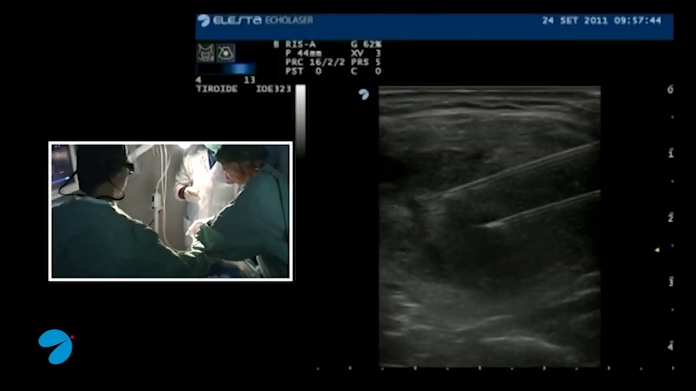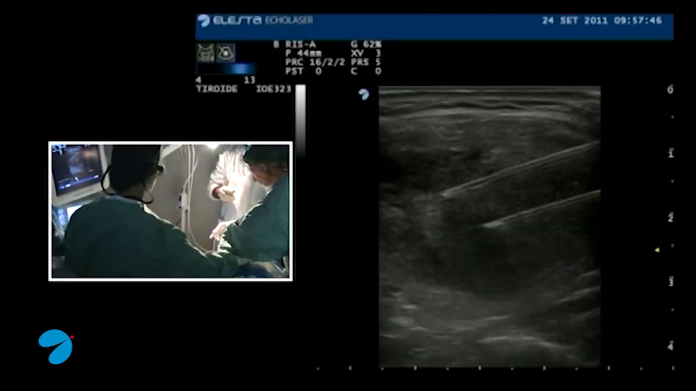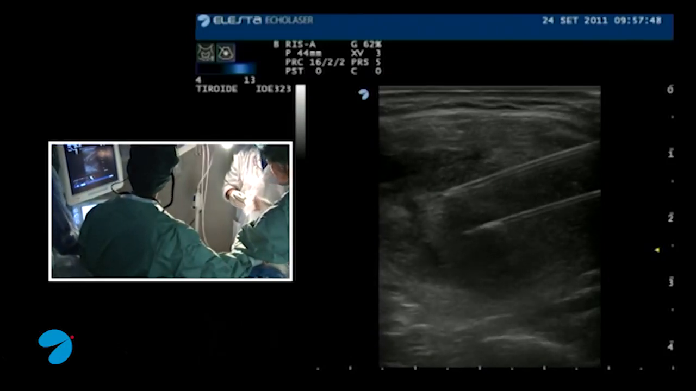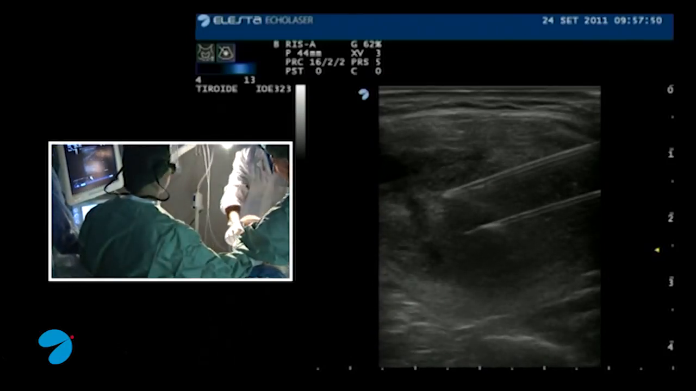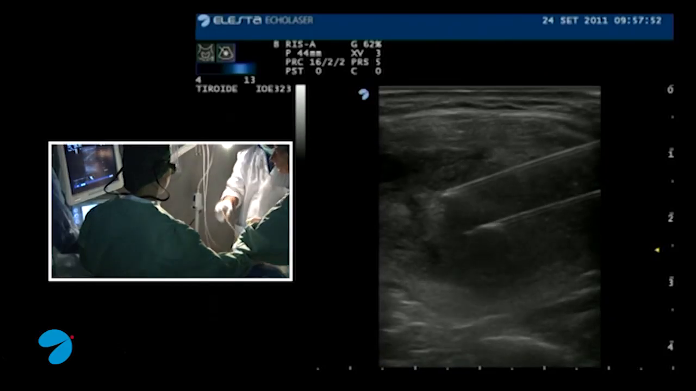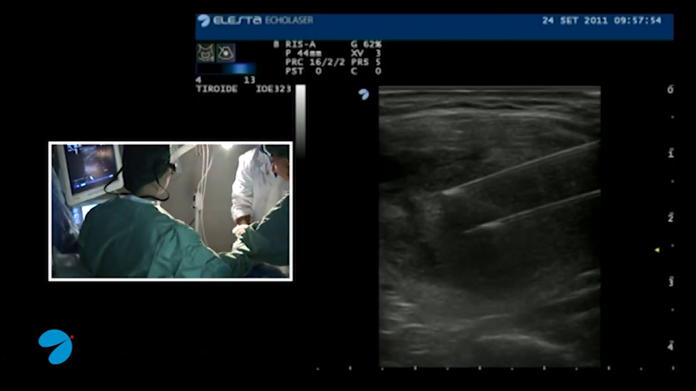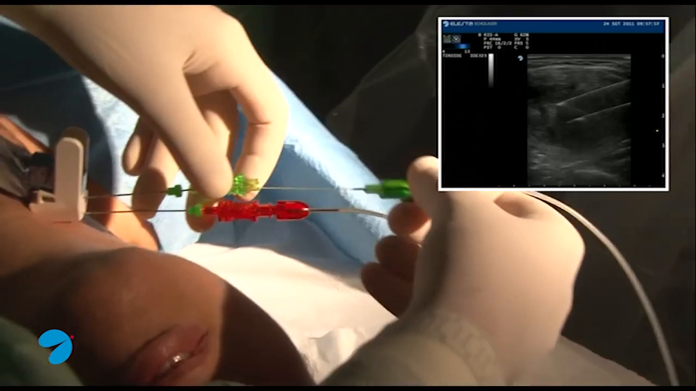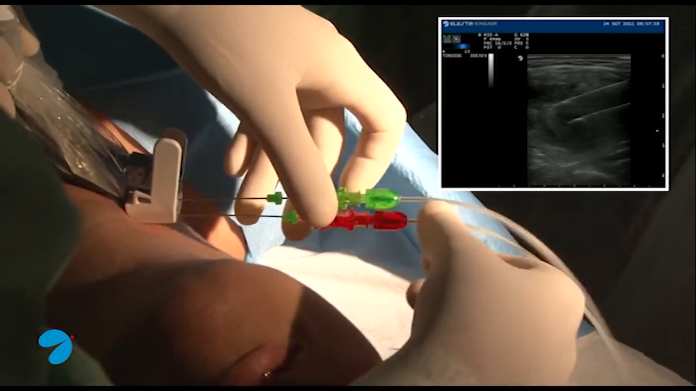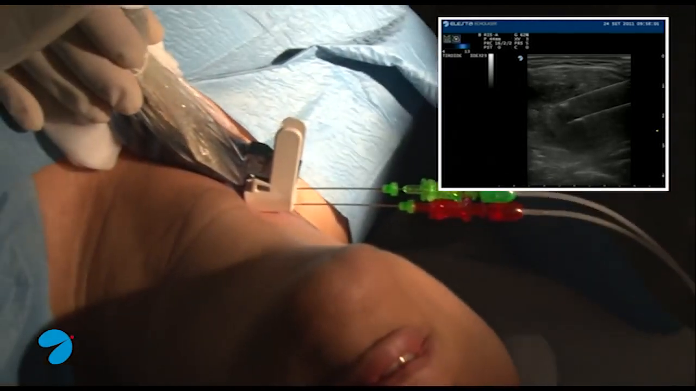Now we are inserting optical fibers in the needles. We proceed to insert the first fiber in the lower needle and the second in the upper needle. After the insertion, we evaluate the fiber tip position in the nodule.